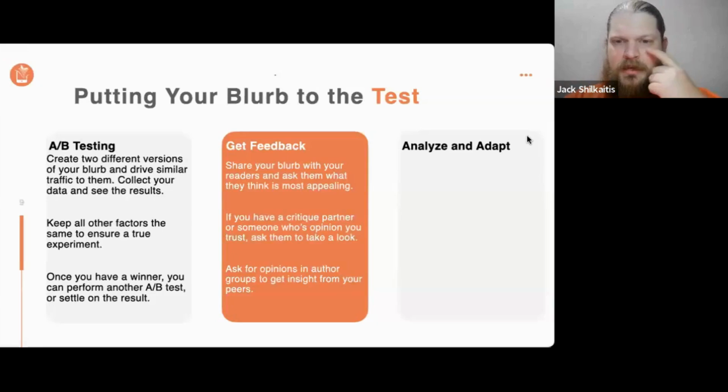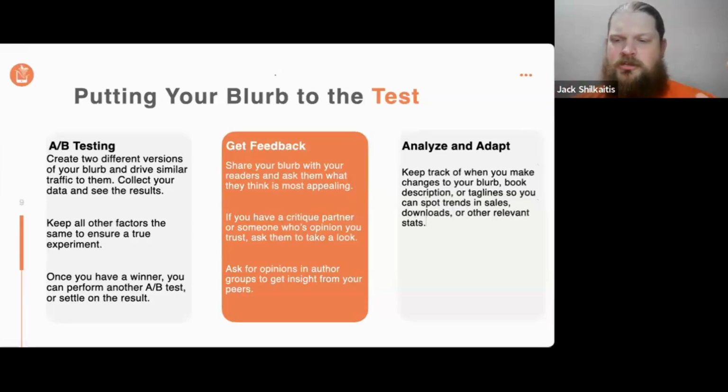After you've done this, you need to analyze and adapt. So keep track of when you make changes to your blurb or your book description on Amazon or what have you, and any taglines or any changes that you make, so that you can then see if anything changes after you have made those changes. If relevant stats change, sales, downloads, clicks, maybe if you're talking about an ad, if you're changing the copy on an ad, you would see changes in that. Keep track of when you make those changes so you know when it happened.